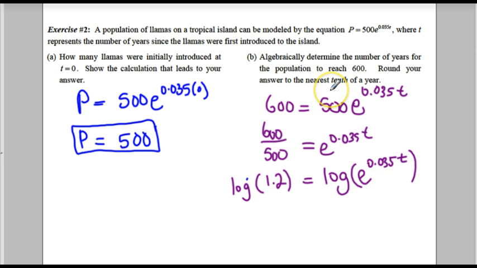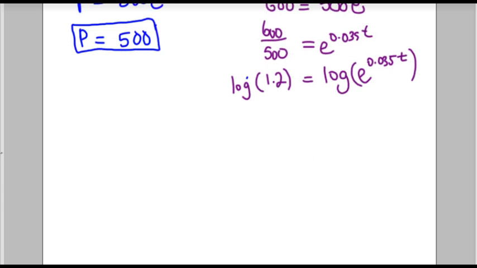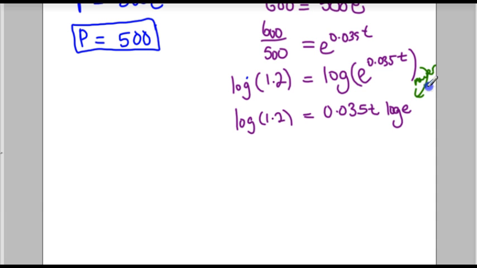Now, because this is the inverse, remember, what do we do with the log rule? This is going to be the log of 1.2. And remember this power rule, I take the exponent to the front, so 0.035t, and then this becomes the log of e. And just to make a note, from here to here, this is the power rule.